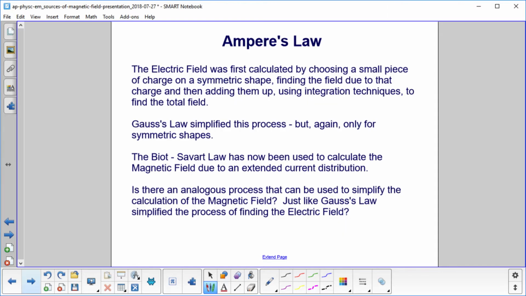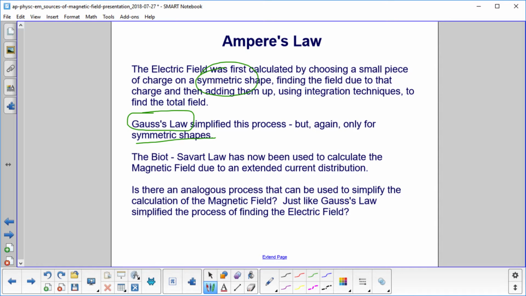Ampere's law. The electric field was first calculated by choosing a small piece of charge on a symmetric shape, there's that word again, finding the field due to that charge and then adding them up using integration techniques. Gauss's law simplified this process, but again only for very symmetric shapes. Now let's go to magnetic fields.